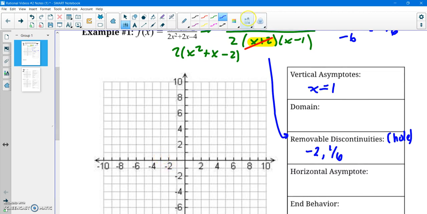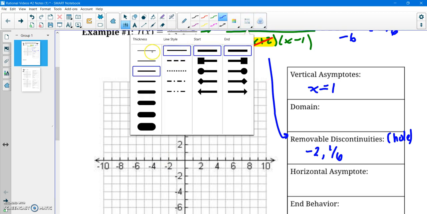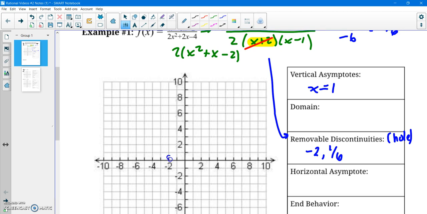I know what you're thinking: how do you graph a hole? We just do it like this. It's not filled in because it's a hole in the graph, so I don't want to fill it in. Cool?